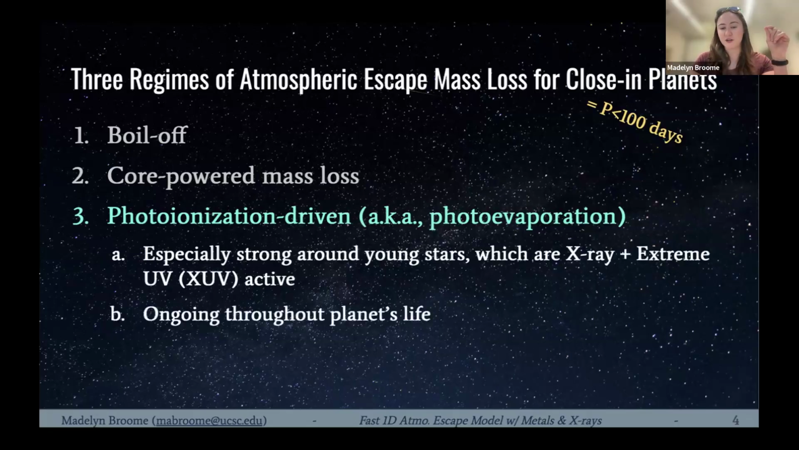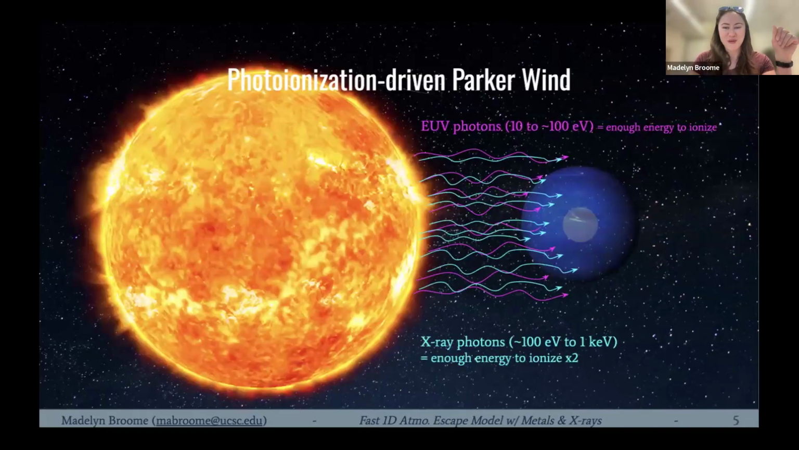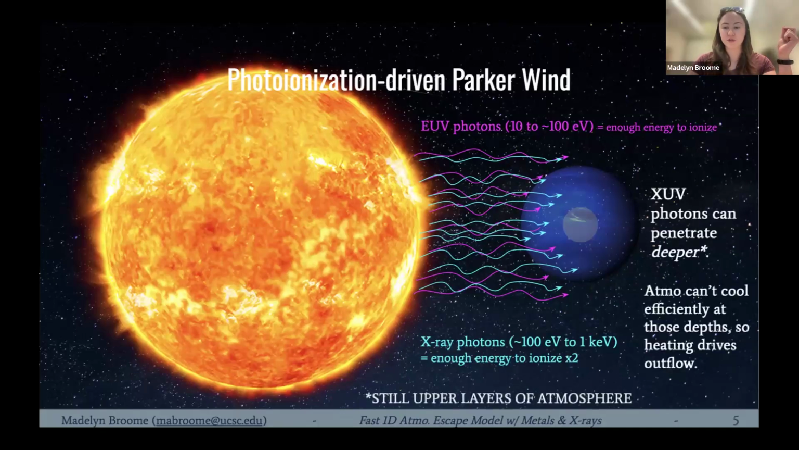But it's not just the early planets that undergo this. It can actually be ongoing throughout a planet's life, hence why we're interested in this process, and it can drive observable outflows. So in pictures, what this looks like is when we have a close-in planet, so a planet with a period less than 100 days, as it cools and contracts after having undergone mass loss previously, eventually these X-rays and EUV rays can penetrate deep enough into the planet's atmosphere that it can no longer efficiently cool the energy deposited, and it begins to heat the atmosphere, driving a pressure gradient-driven wind called a Parker wind.